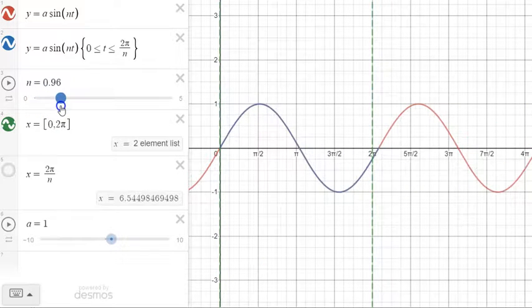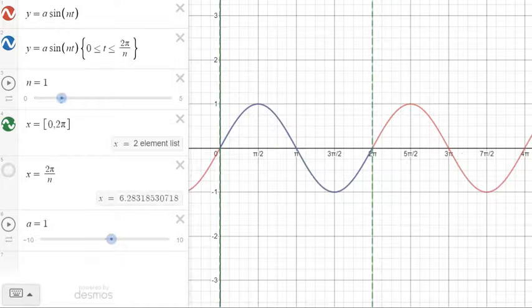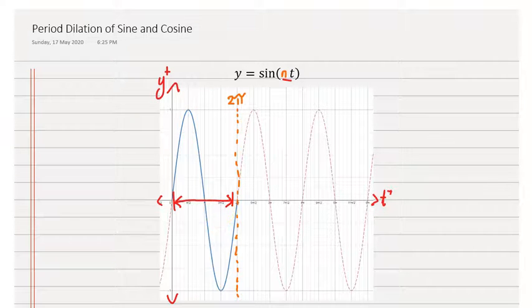What this is called is period dilation. And we can define period dilation using a formula. Grabbing the contents in here, we can define the period of a function. We can say the period is equal to 2 pi over n, n being the amount of patterns we want to fit into a horizontal change of 2 pi.